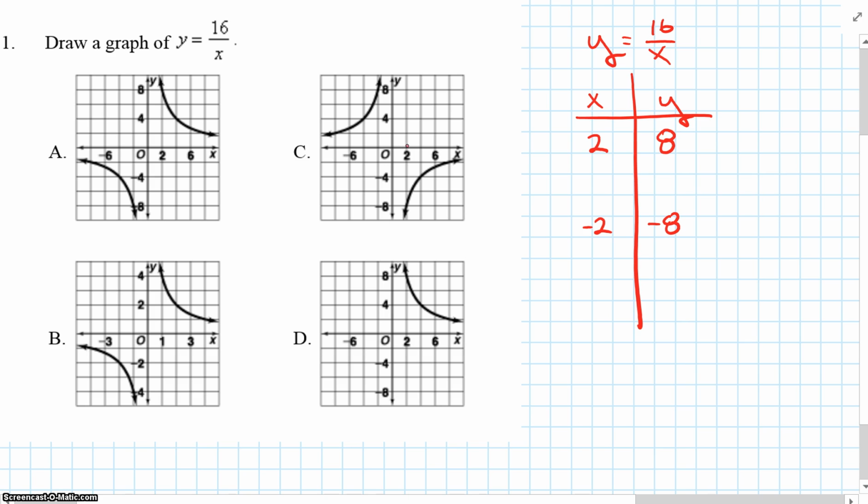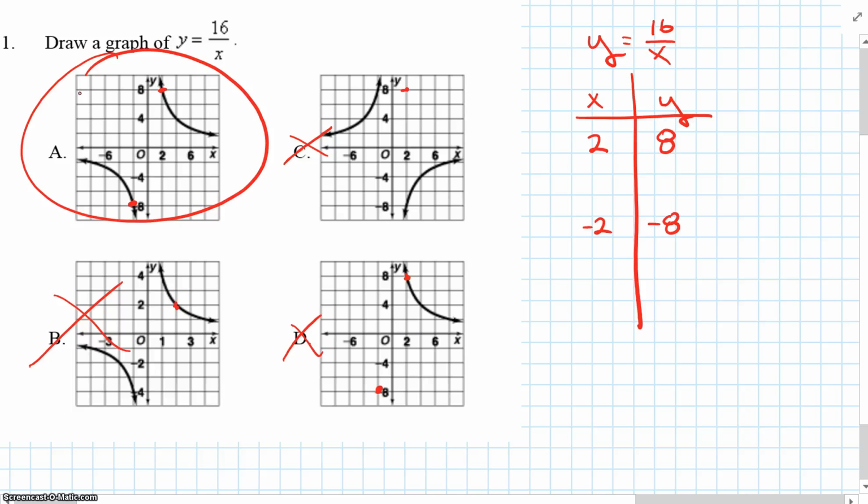So x is 2, y is 8. So c's out. X is 2, y is 8. X is negative 2, y is negative 8. When x is 2, so b is out. X is 2, y is 8. So that looks good. X is negative 2, y would be negative 8. So d is no good. So the answer would be A. So how do we do this? Again, we just have to plot points on both sides of the vertical asymptote.